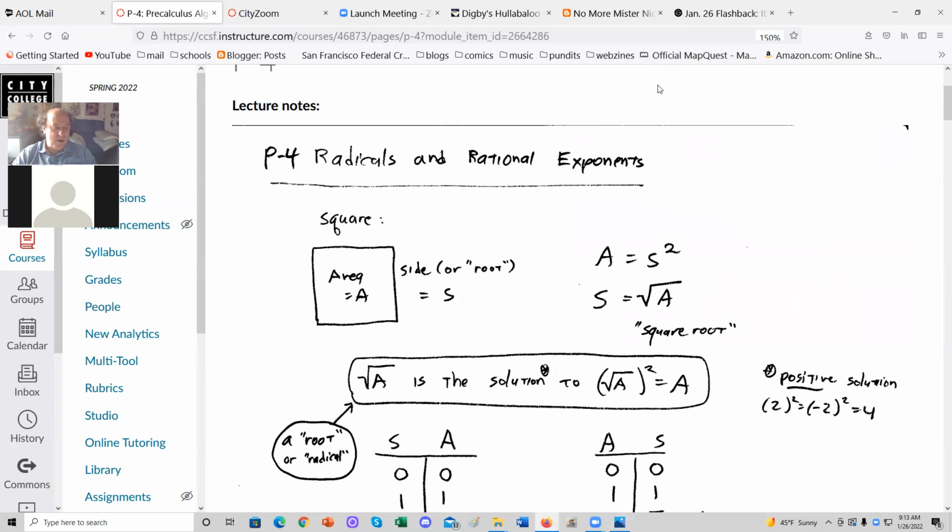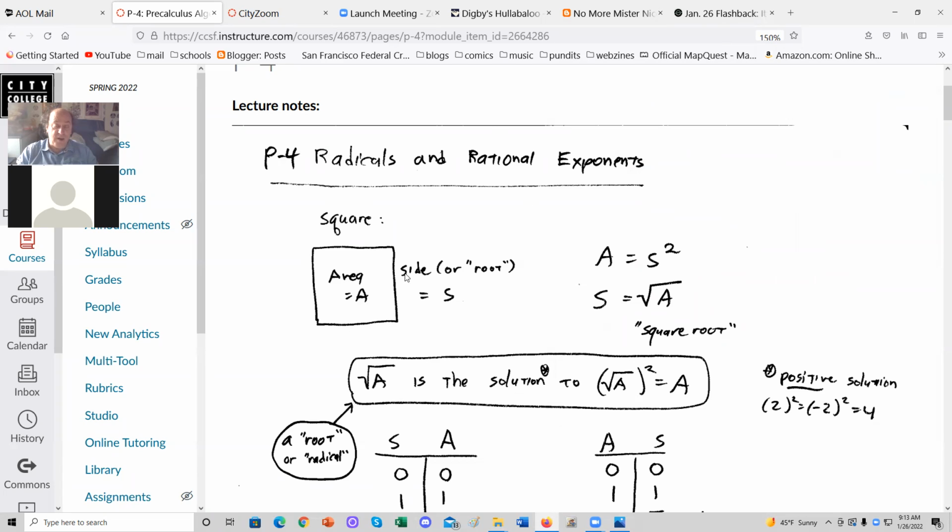All right, today we're going to go through P4 and P5. P4 is about radicals and rational expressions. P5 is about simplifying algebraic expressions. We start with squares and square roots.